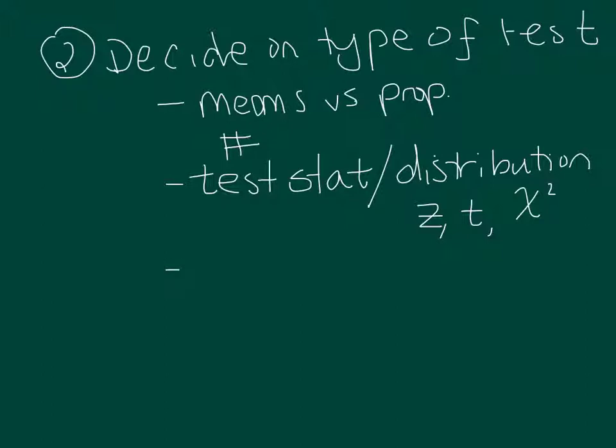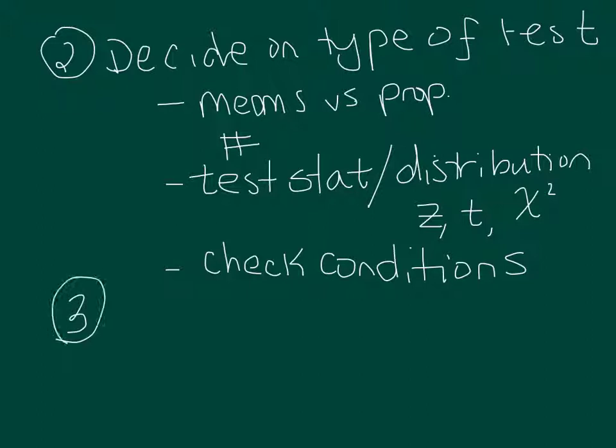Then you need to check the conditions to make sure that the test you're going to run is going to work. Those conditions, again, are generally related back to the central limit theorem, where most of these things come from. So once you decide what test you're going to do, make sure you're in the right test, and check the conditions.